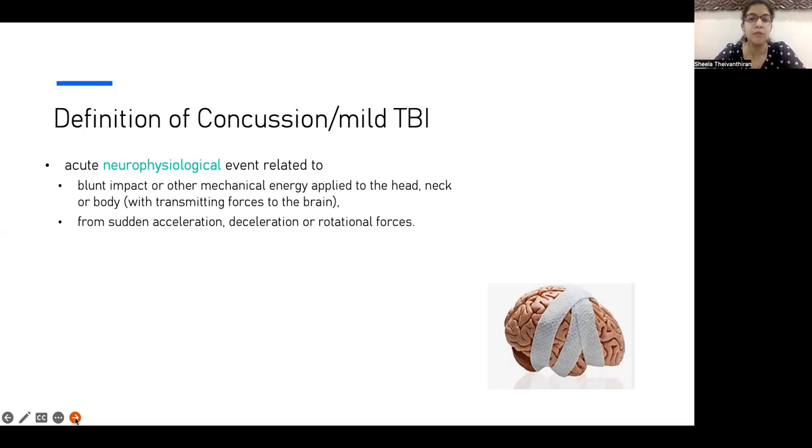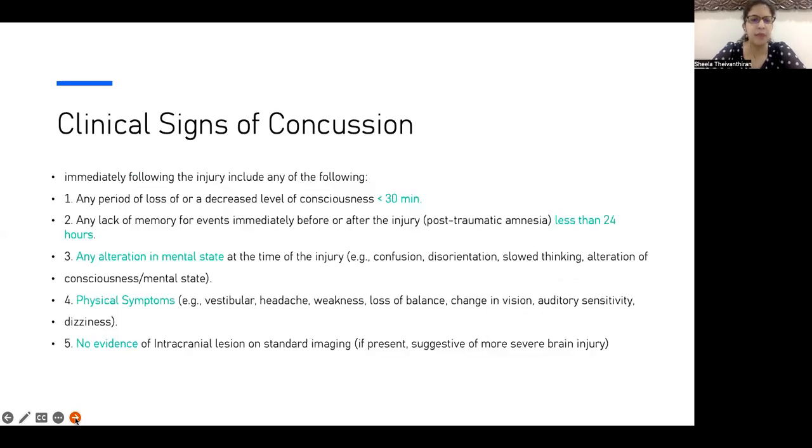Okay, so now you've seen them in moderate and severe, but in mild, it's different. Okay, so in mild, there's usually loss of consciousness of less than 30 minutes. And you can have some amount of loss of memory around the events immediately after the injury. Okay, so less than 24 hours. And they can have a change in mental state where they will be confused or dazed and disoriented. And they may be slow in their thinking. So we'll look a little bit more in detail about this aspect.